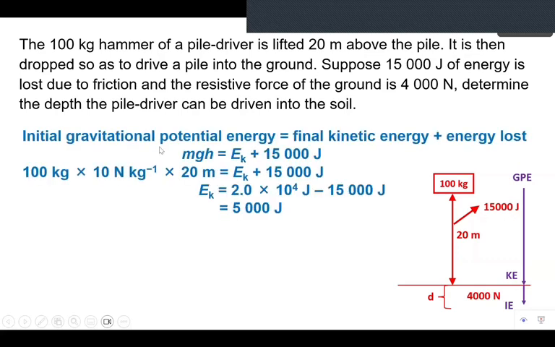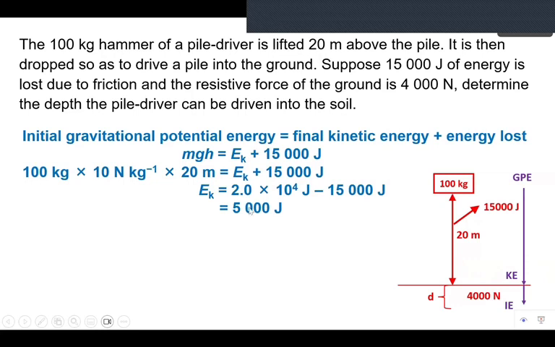So the first step, you will see that I calculate the initial GPE, which is mgh, which is 100 times 10 times 20 meters. So this is originally my GPE, but I would have lost 15,000. So I would have minus away 15,000 will be my remaining kinetic energy. Not all GPE is converted to kinetic energy. This 15,000 will be lost. So the GPE minus away the 15,000 joules, you will get the amount of kinetic energy. So the amount of kinetic energy calculated is 5,000 joules. So I would have 5,000 joules of kinetic energy here because of this hammer going downwards.